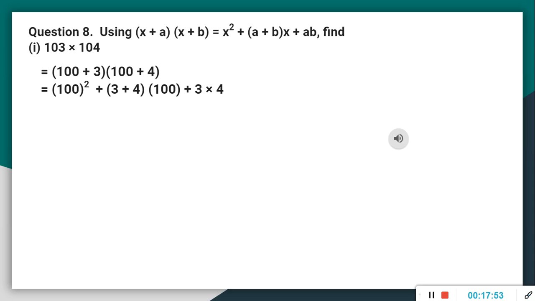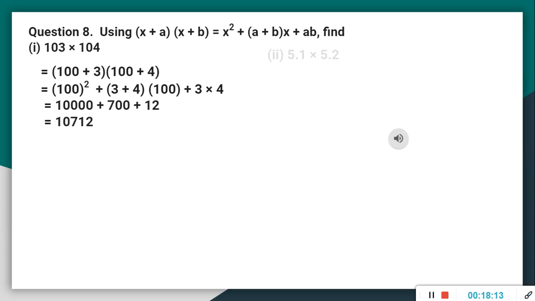100 square, 100, 2 zeros are there. So in the square, 4 zeros will come. So 10,000 plus 3 plus 4, that is 7. 7 into 100, that is 700. Plus 3 into 4, 12. Now we can add together all the numbers. So 10,000 plus 700 plus 12 is equal to 10,712.